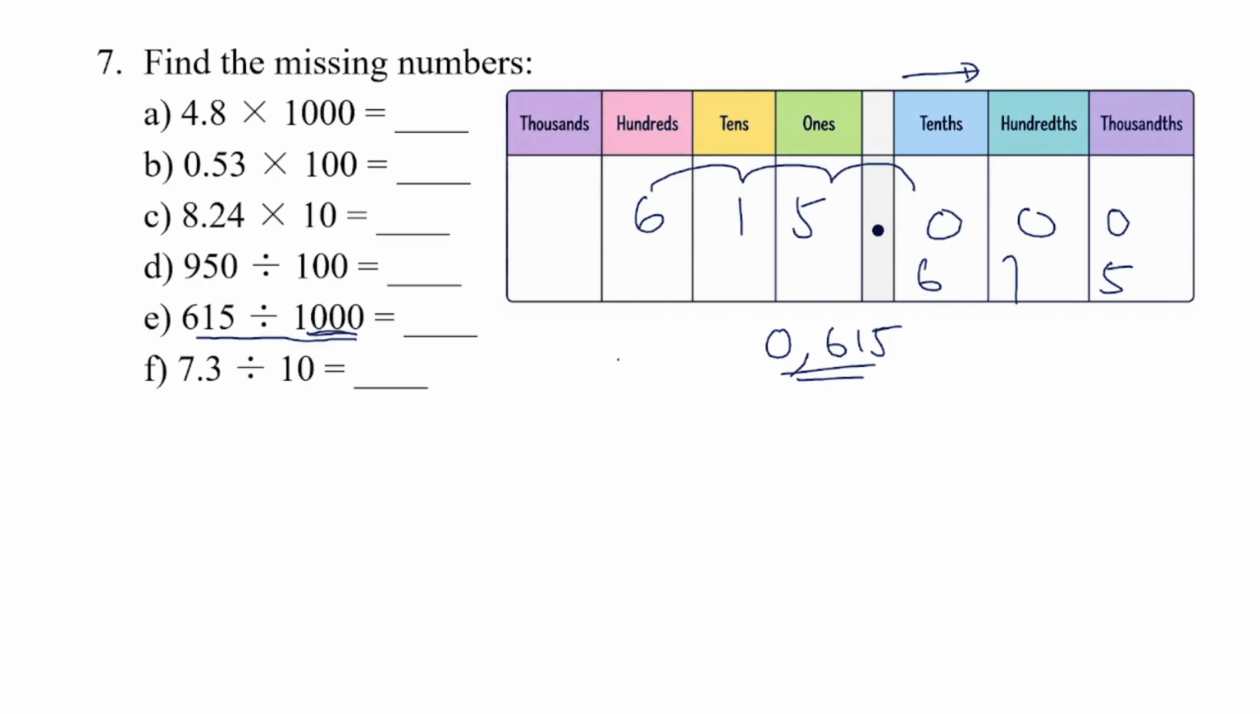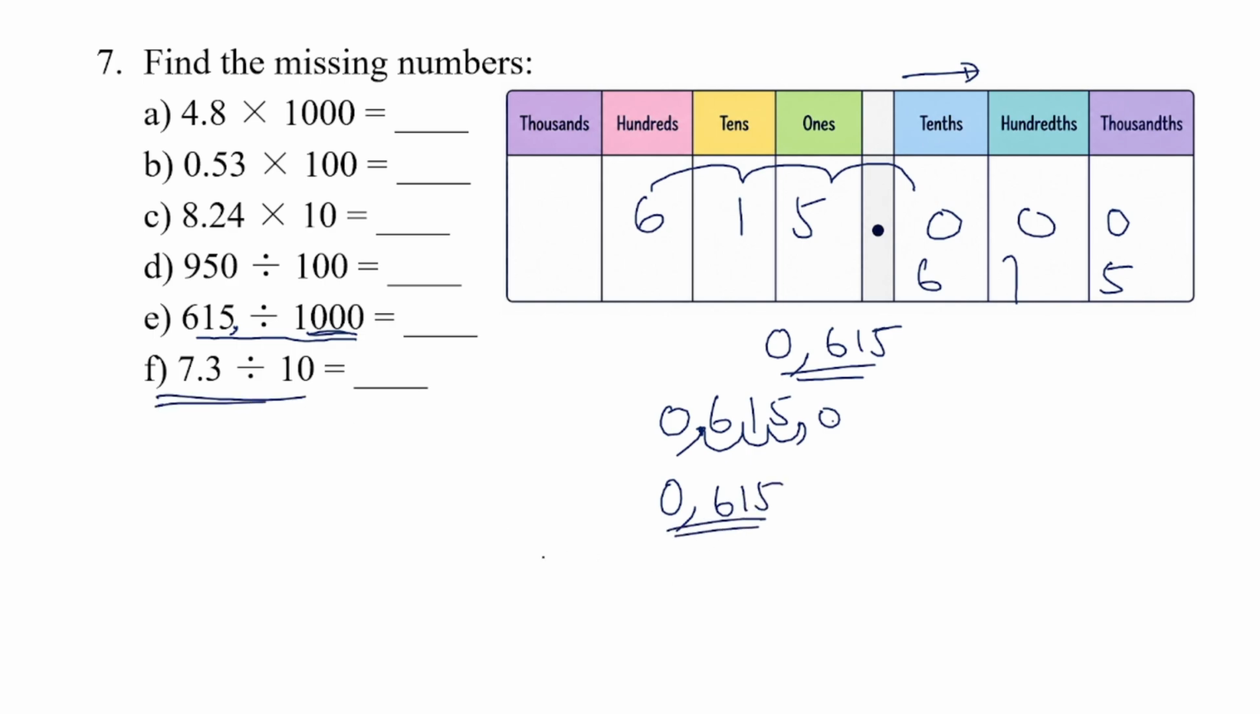Let's move the decimal point. Where is the decimal place here? Is it at the end of the number? We have 615.0. So what do we do? We move the decimal point 3 times to the left. 1, 2, 3. Now the decimal point is here. So just put a 0 there. So it becomes 0.615. You're getting the same answer.